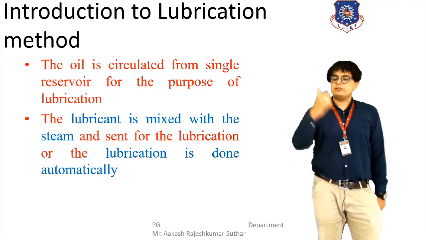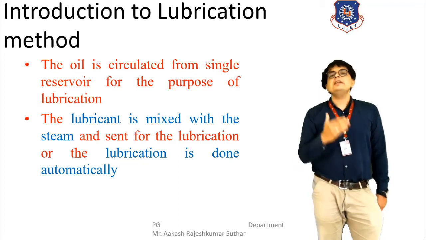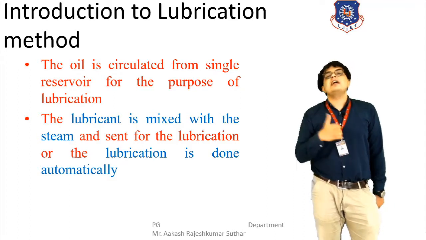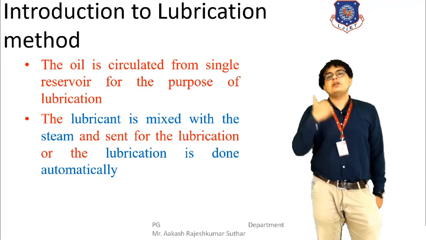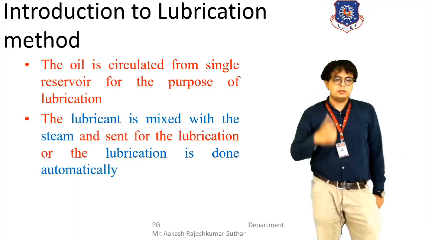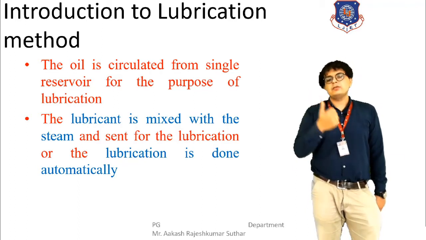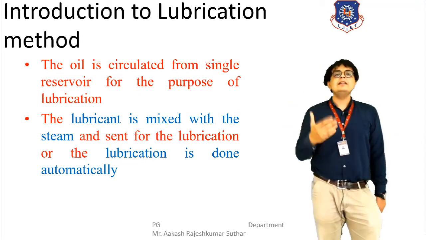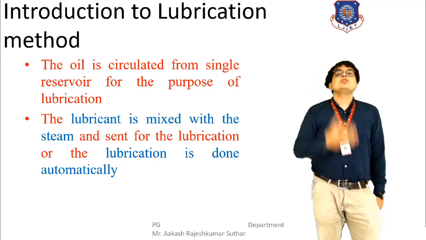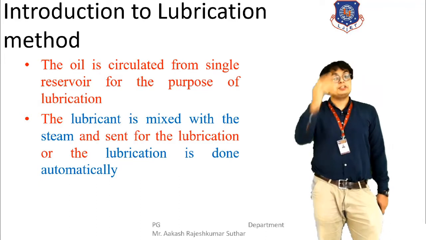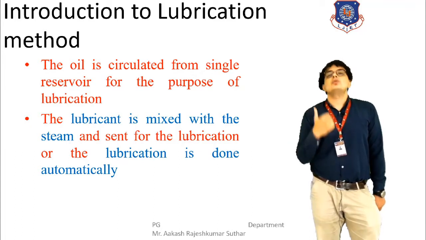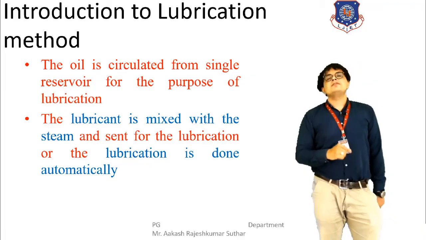At the same time, it is also sent automatically. The lubrication, either oil or grease, can be sent automatically to the desired location based on the method that has been adopted for the lubrication of the machine. So these are the general two methods. The first is by using steam. We apply steam along with the oil or lubricant, and it will stick to the surface of the parts that are required to be lubricated. And the second is the automatic way. The lubrication is sent automatically to the desired location. This is the introduction of the lubrication method.